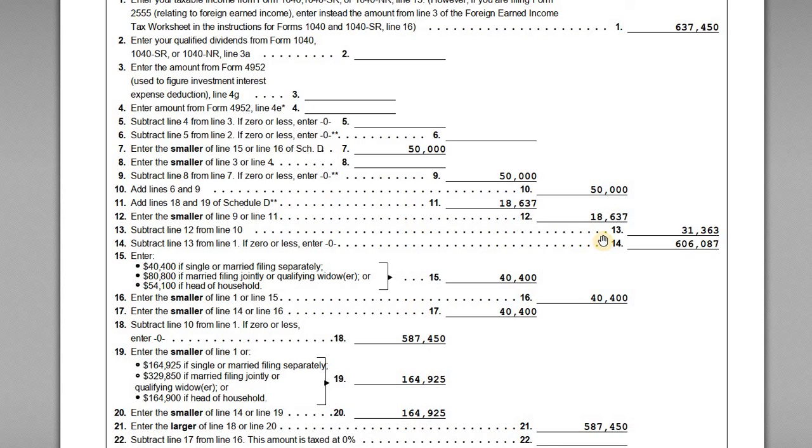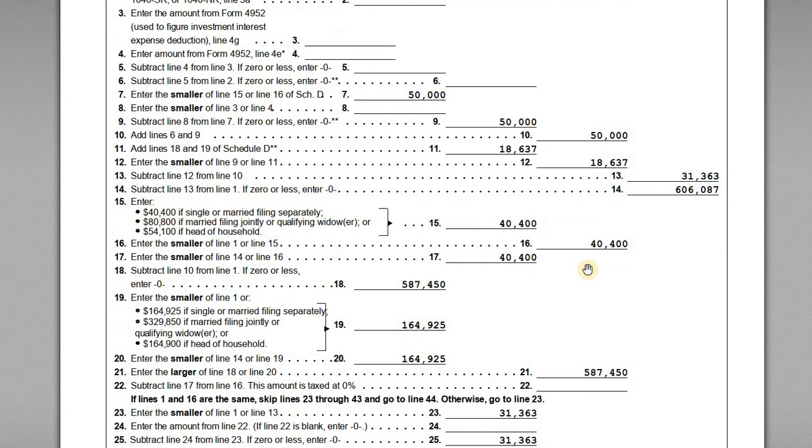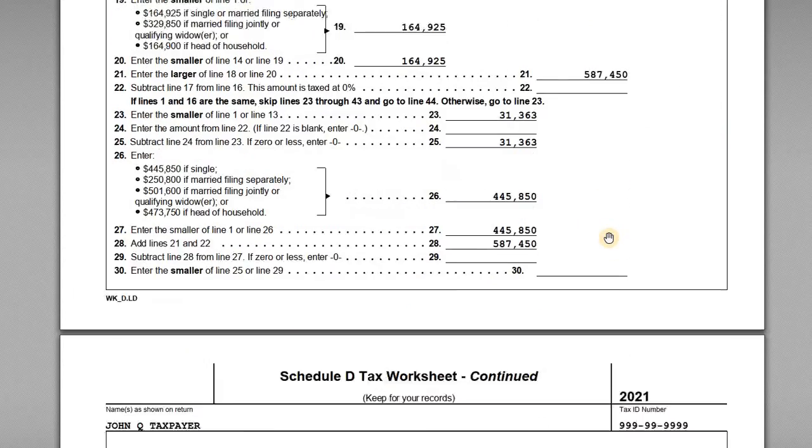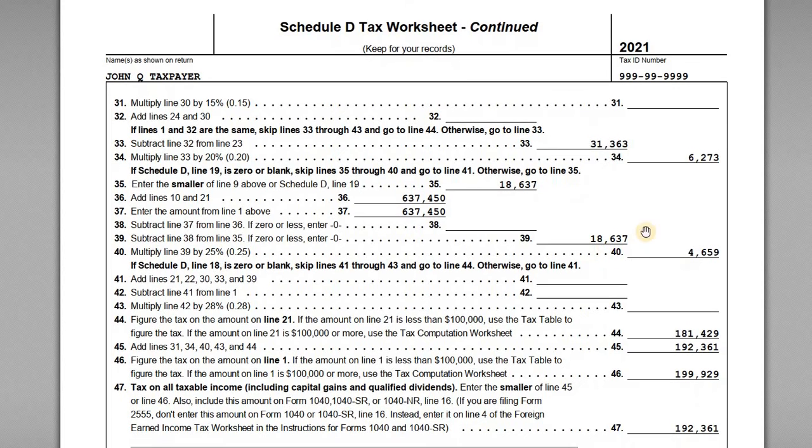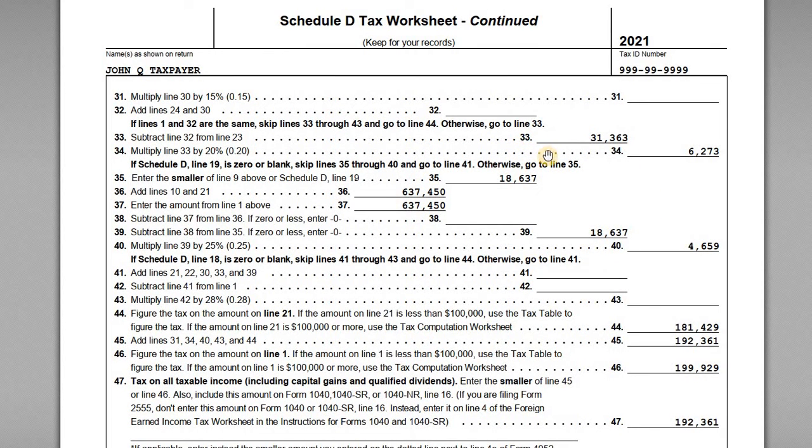Because remember, that unrecaptured piece is subject to ordinary income tax rates, but it's going to be capped at 25% if you find yourself in that upper tax bracket echelon. So if we jump down to page 2 here, we can see how more of these numbers break out, right? We have the long-term capital gain portion for John. There's that 31,363 number. And because he's in that upper tier, he is paying a 20% tax rate on his 31,363. So the amount of tax on his long-term capital gains, this piece, is $6,273.